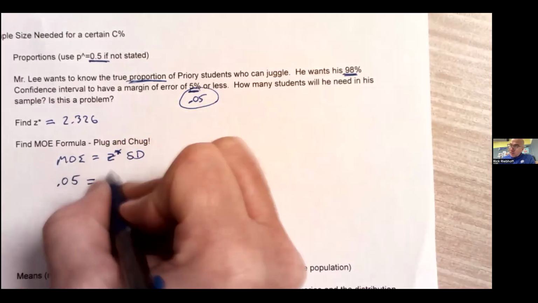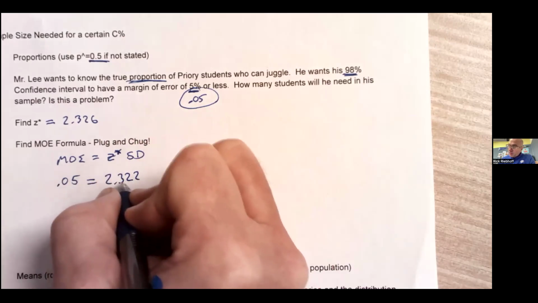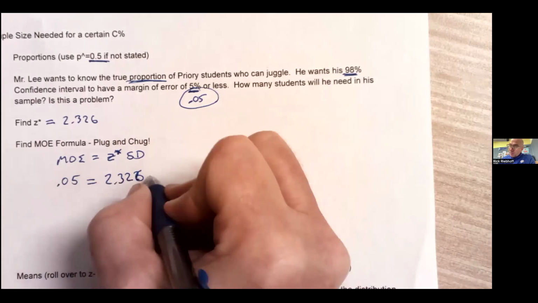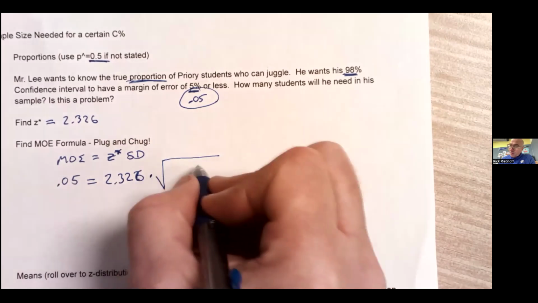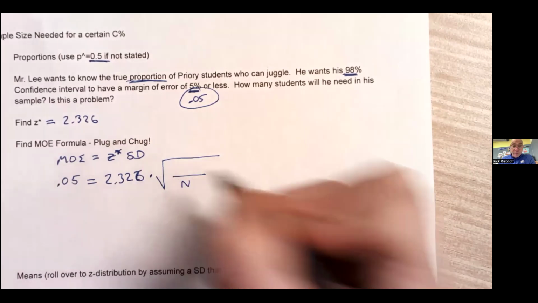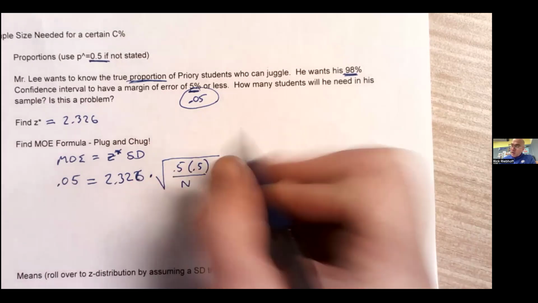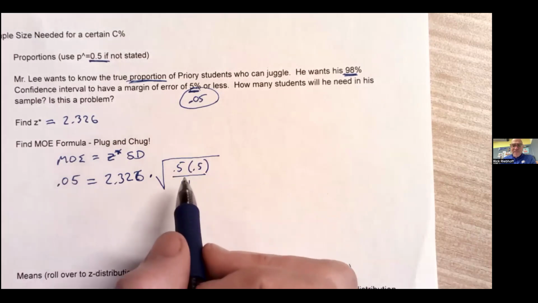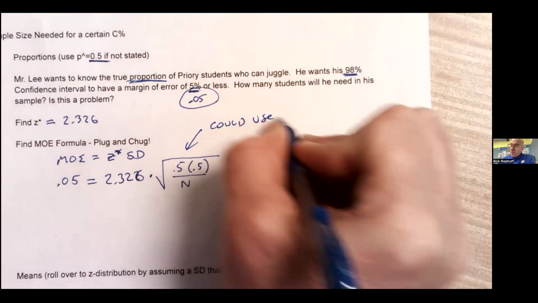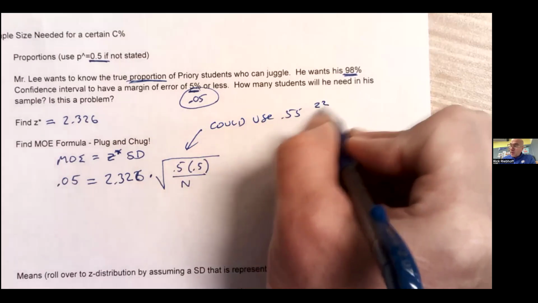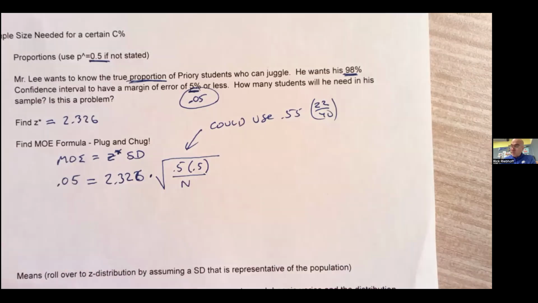I want a Z star of 2.326, and then I'm going to multiply it by the standard deviation. So that's the square root of P times 1 minus P over n, and I don't know n. That's what I'm trying to figure out. And they didn't give us a percent. Now, I could go back to that problem. I think it was 0.55, which was the 22 out of 40. I could have used that from before, but I'm not going to. I'm going to keep it conservative and go this way.